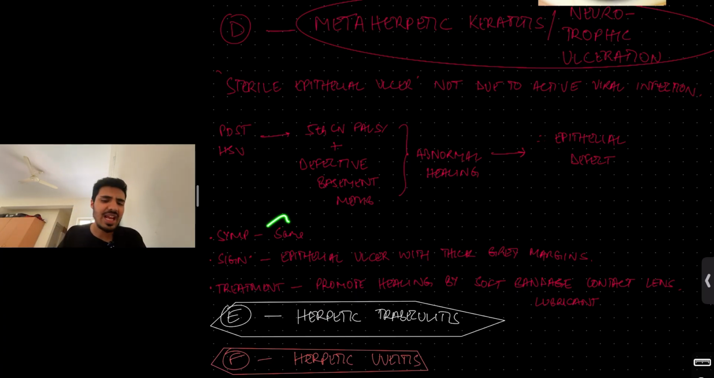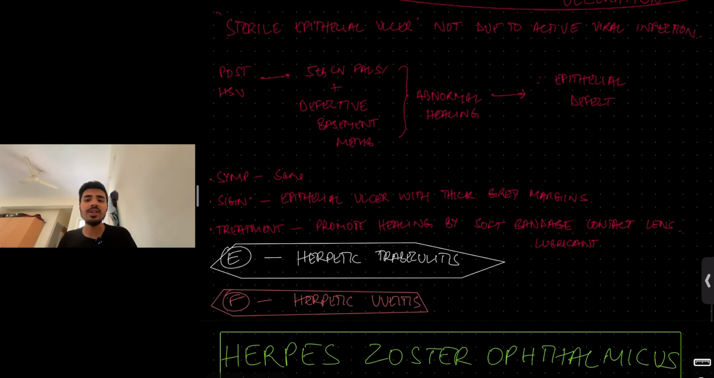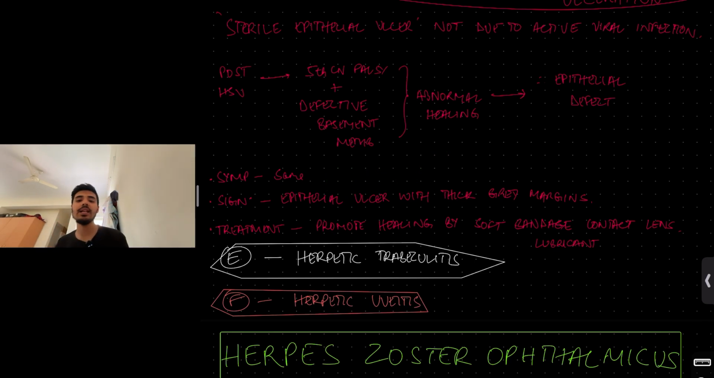Symptoms are the same as always: photophobia, blurring, irritation, etc. The sign is an epithelial ulcer with thick gray margins. So you just have a sterile epithelial ulcer. Very, very important: in metaherpetic keratitis, the epithelial ulcer is a sterile epithelial ulcer with thick gray margins. So the corneal ulcer has no infection. It is just that it is not healing.